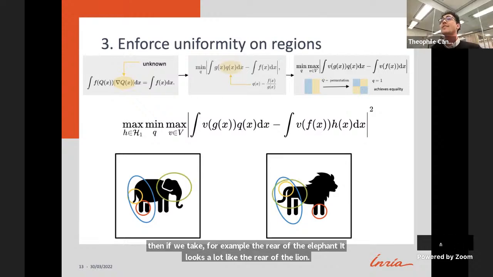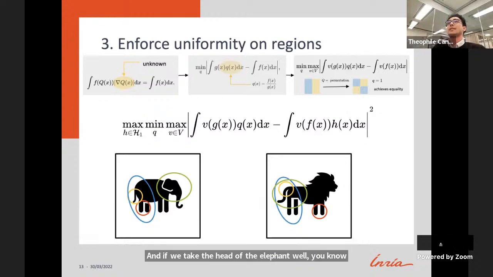And if we take the head of the elephant, well, it's not quite clear, and it's not necessarily the head of the lion. It could be the rear of the lion, but in any case, we're going to transform it, and it's going to become something with a trunk that looks like the tail of the lion. So we shouldn't expect too much from it either. But this is the general idea.